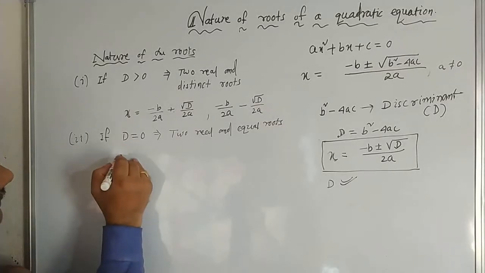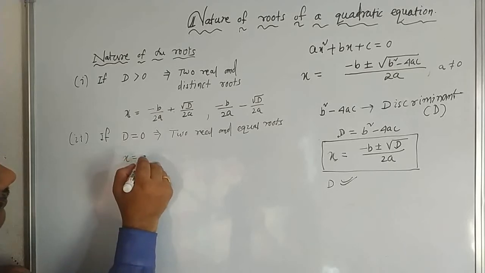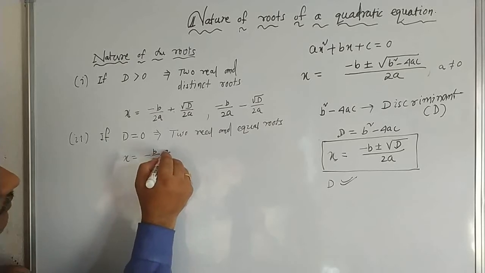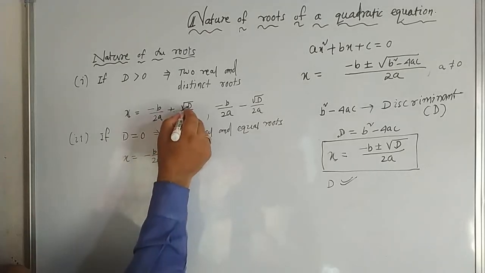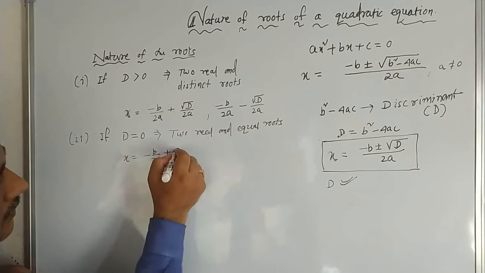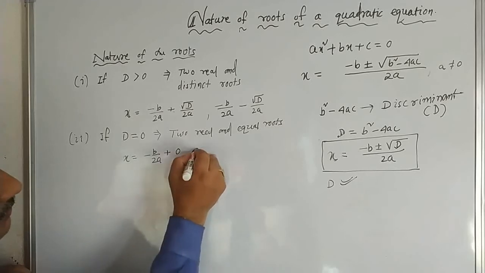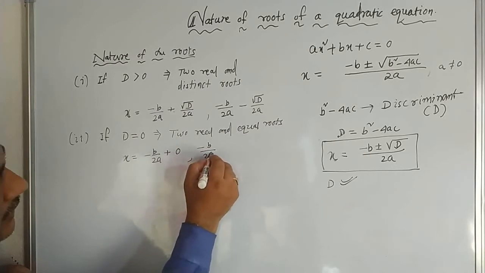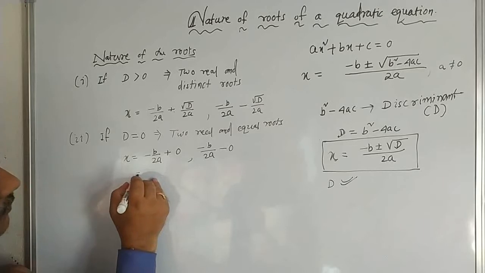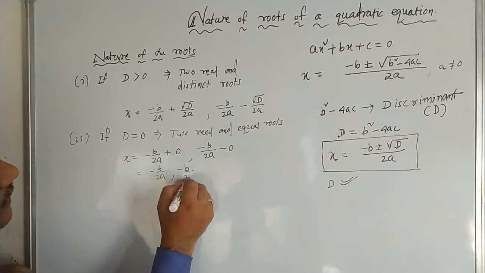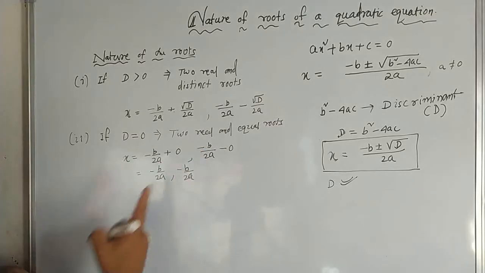How? If D is equal to 0, then x is equal to minus b by 2a plus or minus square root of D. If D is equal to 0, square root of D is 0, so this whole term is 0. So you will get minus b by 2a plus 0 and minus b by 2a minus 0. That means what are you getting? Minus b by 2a and minus b by 2a, equal.